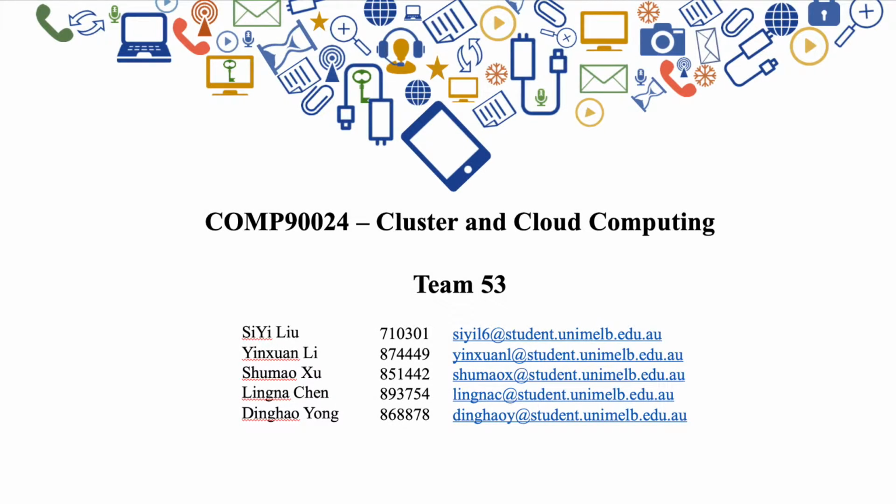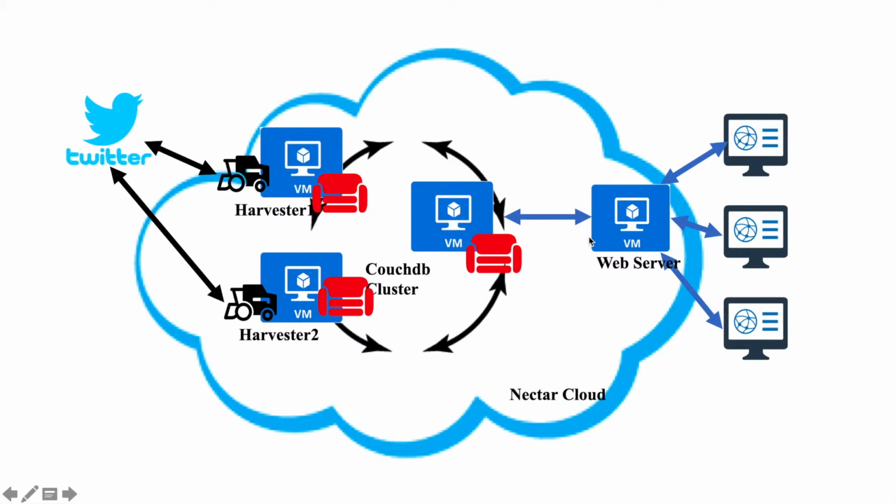Here is the architecture of our system. 4 instances are used, as expected. The whole system could be divided into 3 services by their responsibilities. They are the Twitter harvesting and processing service, the database service and the web visualizing service. Now I will illustrate how we built up the whole system service by service.